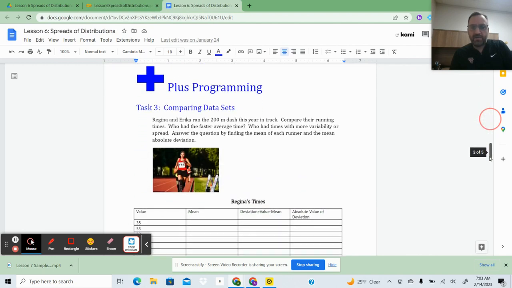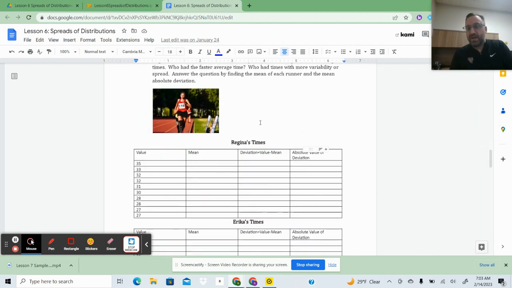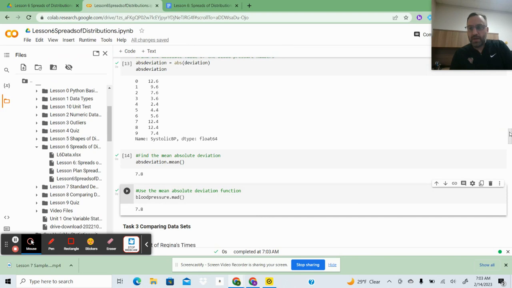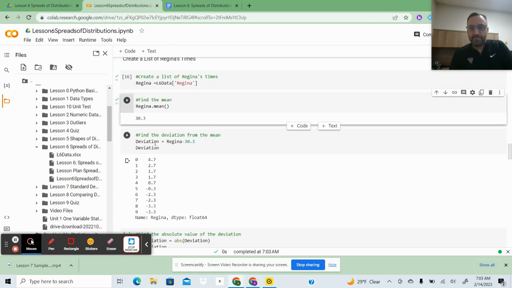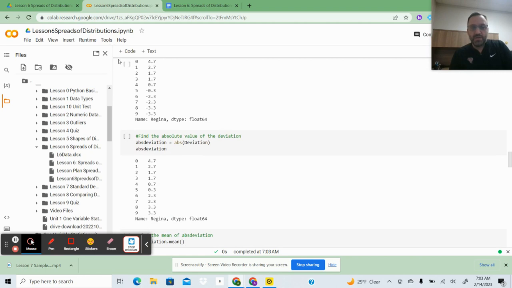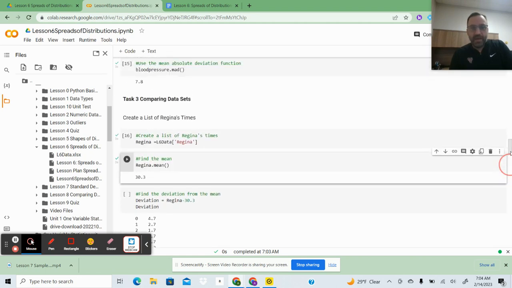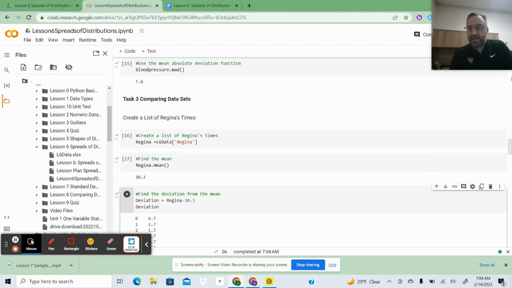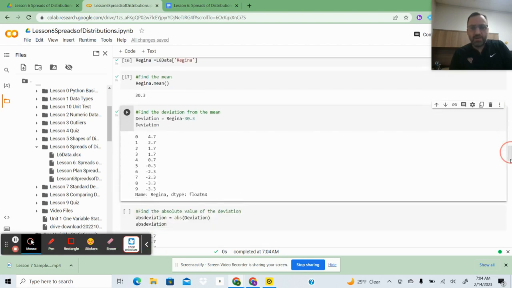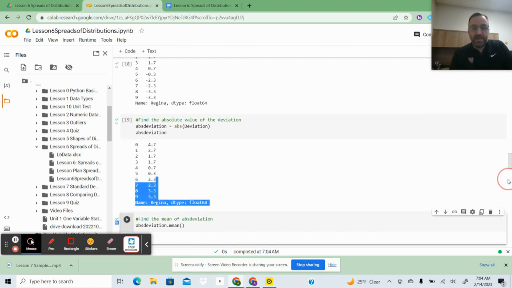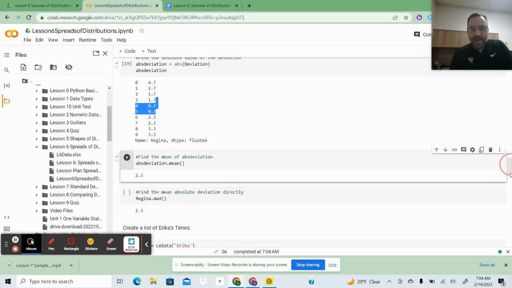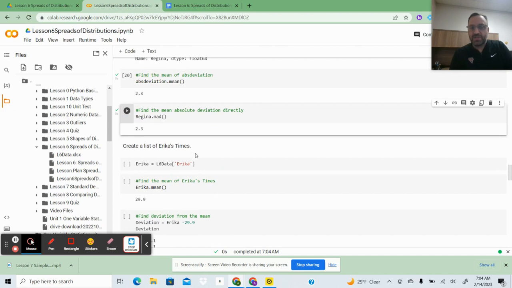And then here for task 3, you can compare data sets by finding the spread of the data, by finding the differences in the means and the mean absolute deviation. So if you look here, we can do Regina's times and find the mean. And then after that, we can find the mean absolute deviation of those. So I'm just going to go through here and find the deviation, and then also find the absolute deviation of the mean, and then go through here and find the mean absolute deviation, which is 2.3.